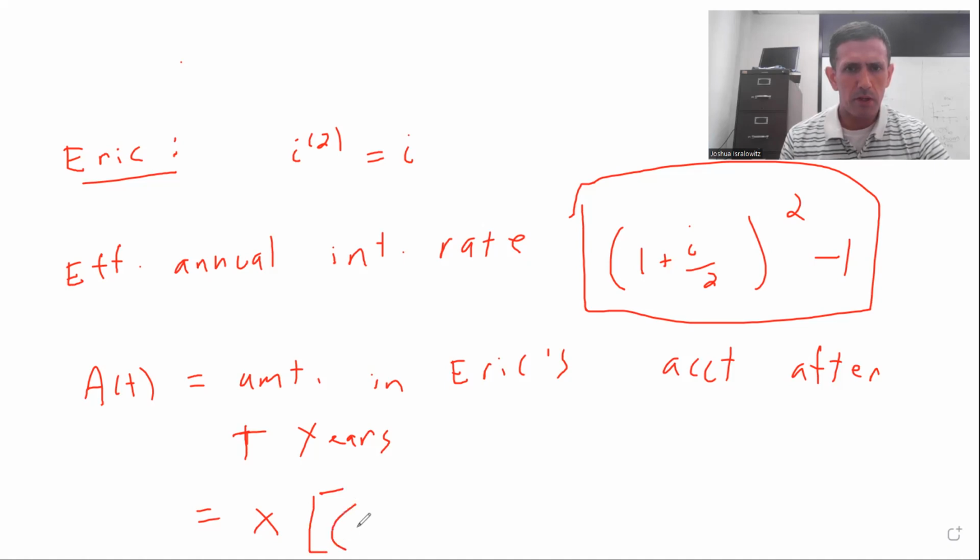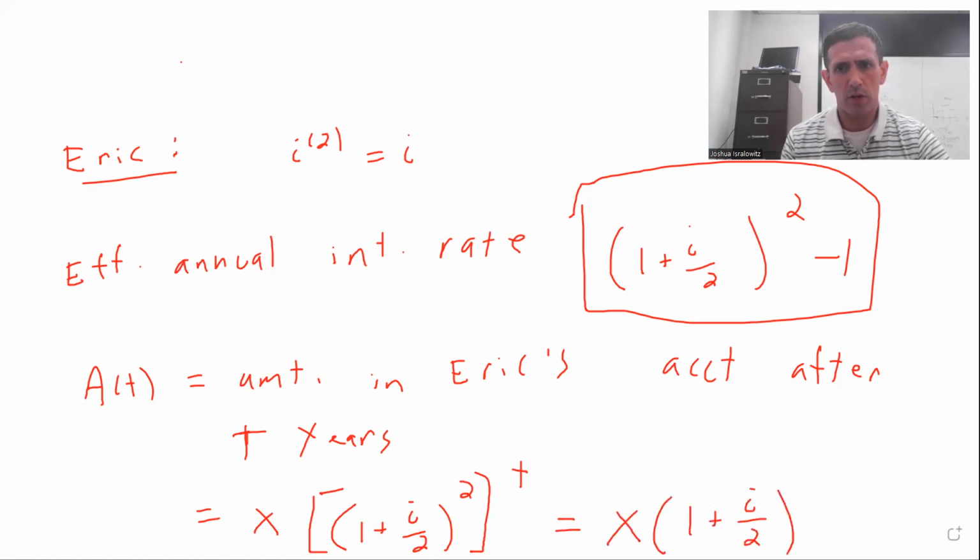Okay, so it's going to be 1 plus I over 2 squared to the T. This is the effective annual interest rate right here, what's in the bracket. So it's X times your effective annual interest rate to the T. So this is going to be X times 1 plus I over 2 to the 2T.